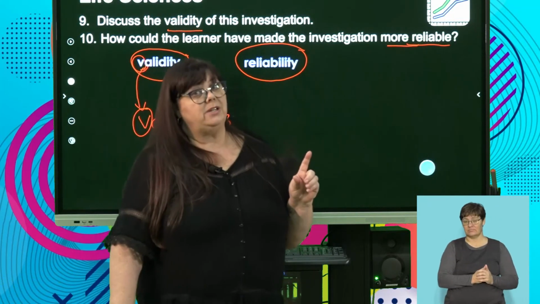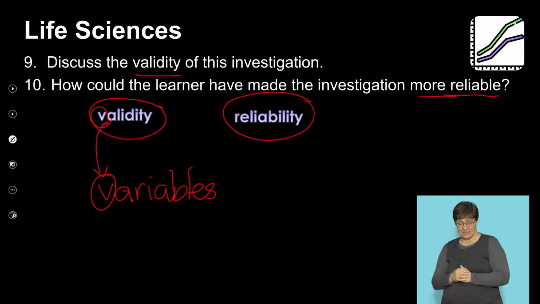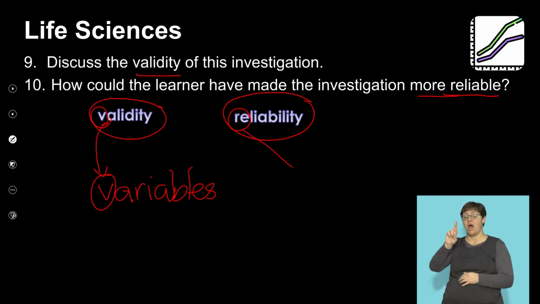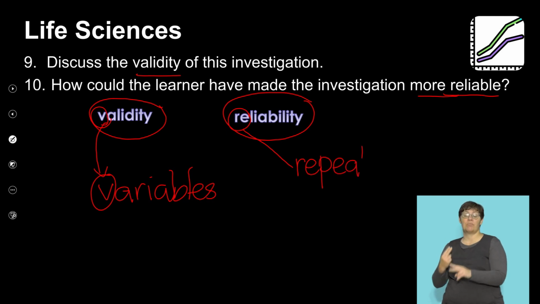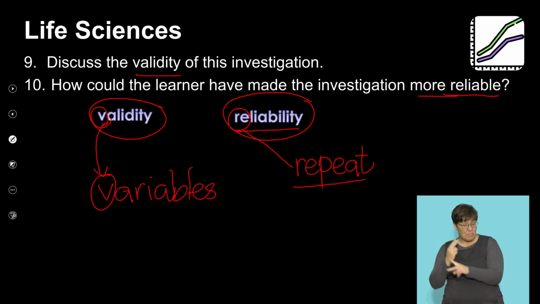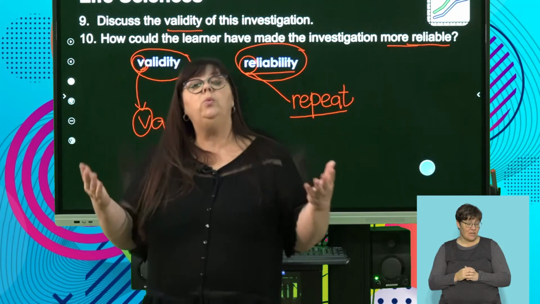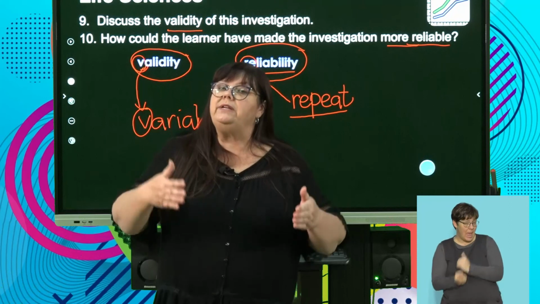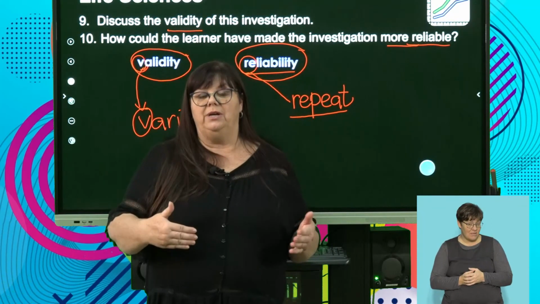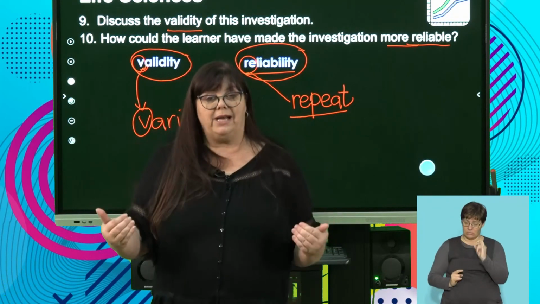Let's turn our attention now to reliability. What does that mean? Well, I want you to look at the reliability starting with RE, and I'm going to give you the word here, repeat. So when we talk about reliability, we are asking the question, if we repeated this investigation, would we get the same results? Every time we did the investigation, would we get the same outcome?